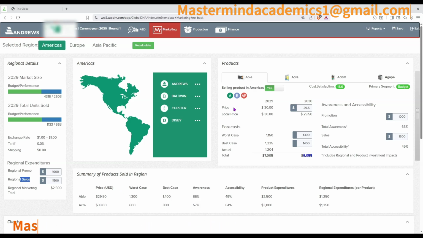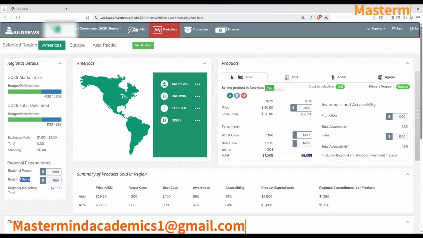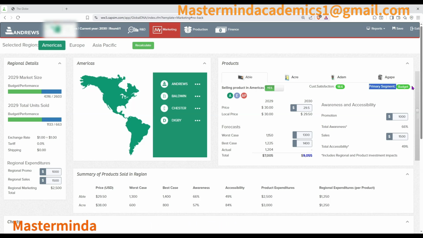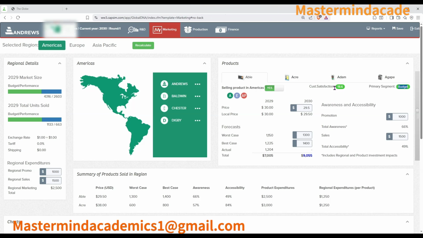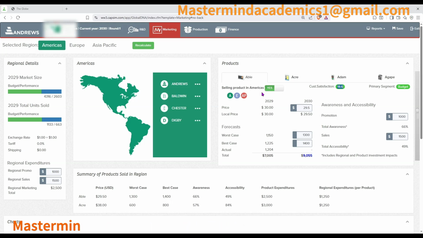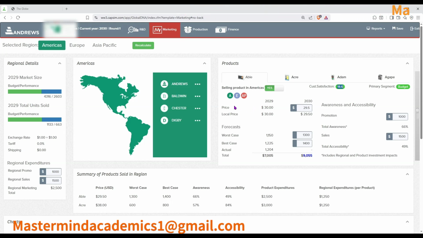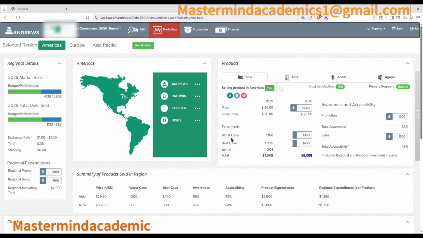On the other side, we now have each and every product selling in the Americas, and one of them is Able, which is in the budget segment. The primary segment for it is the budget segment, and it has a customer satisfaction of 8.6. I decided to reduce the price to 29.5 so that we can attract more customers. Worst case, I gave it 1,300 at the forecast. Best case, I gave it 1,400.